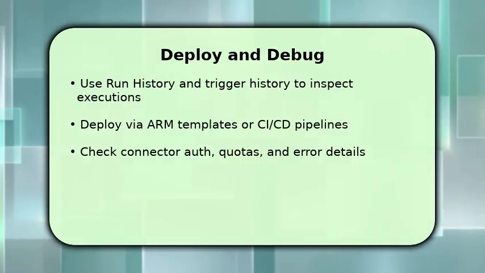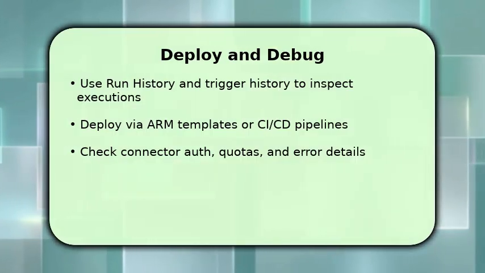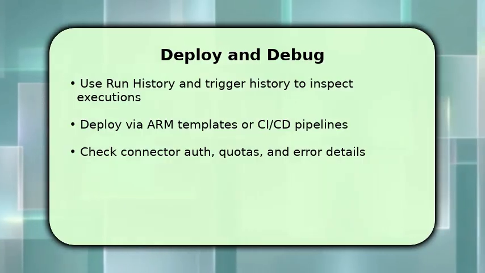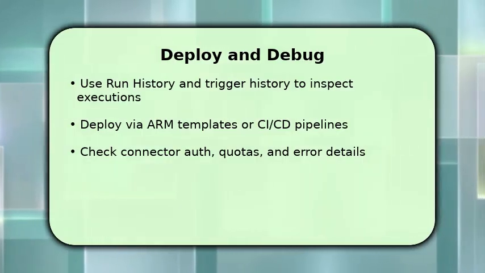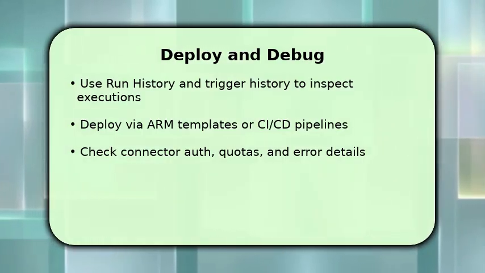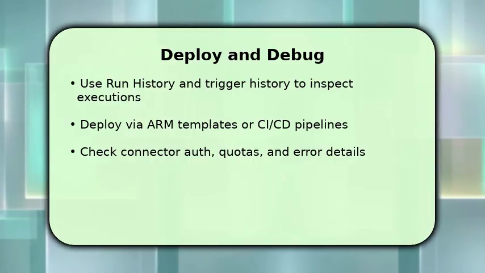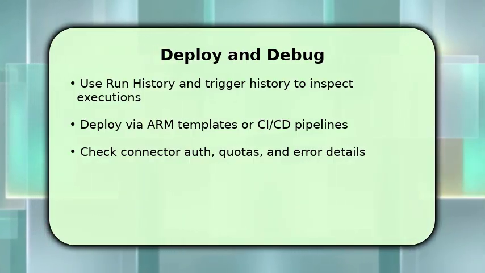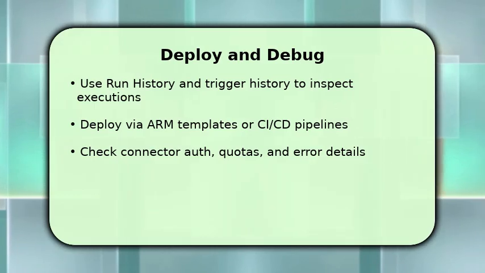If something goes wrong, check connector authentication, quota limits, and the action's error details. Often re-authenticating or increasing throttling limits fixes the issue. Finally, iterate and redeploy after confirming fixes.